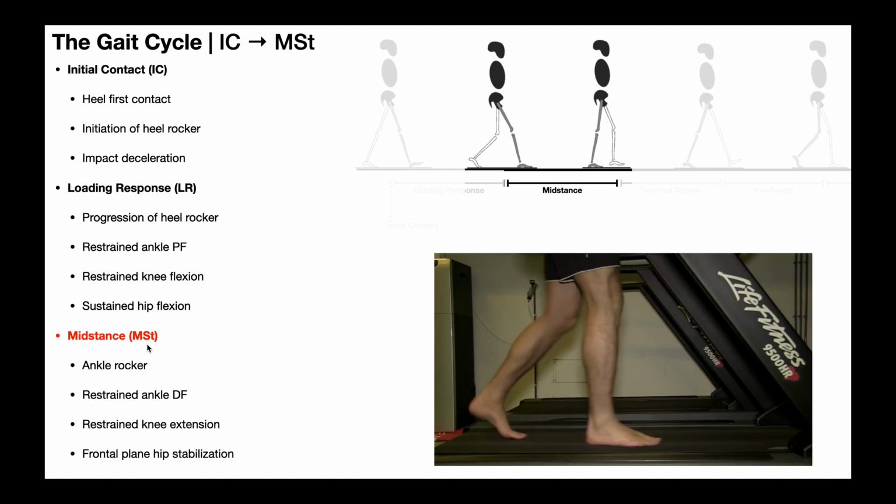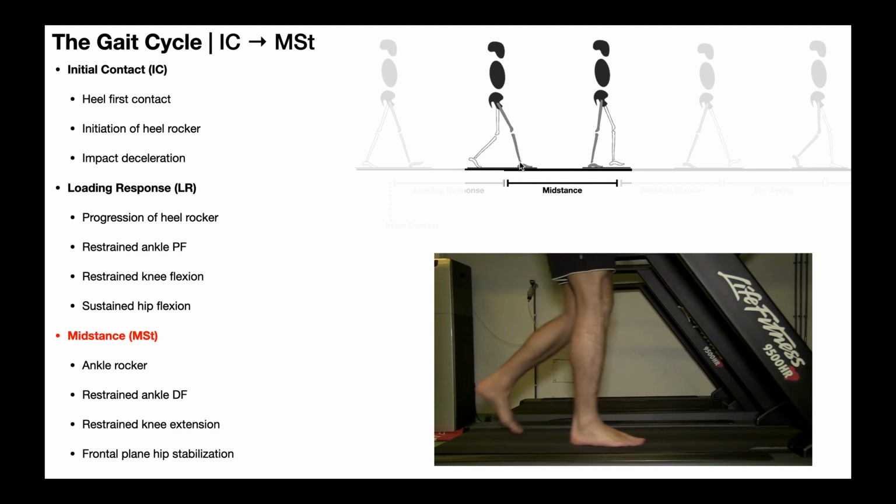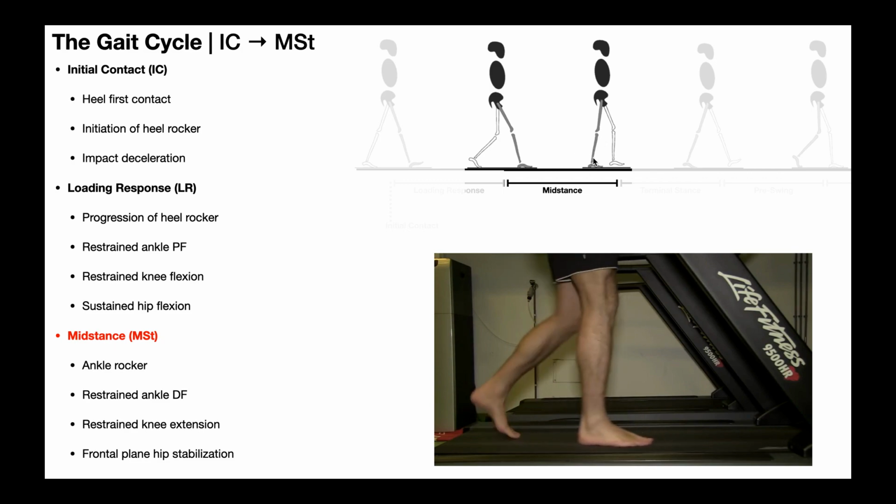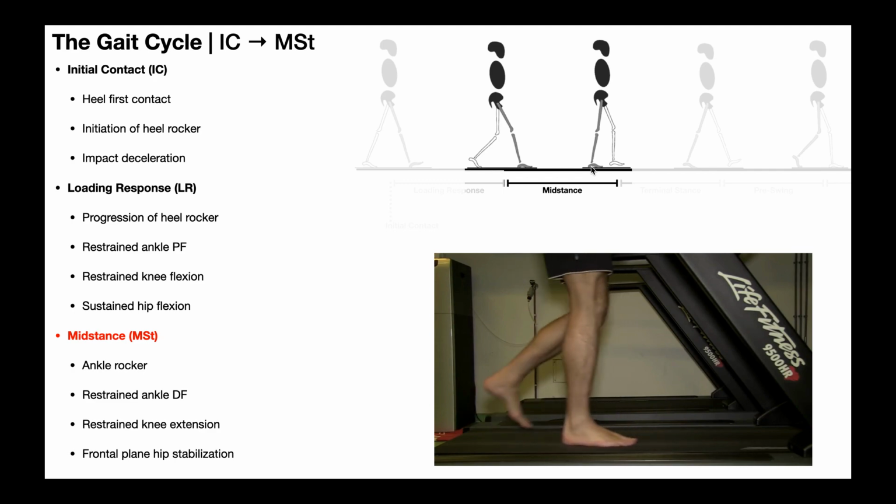Now, midstance is characterized by this ankle rocker. To understand that, look at this picture right here. Notice the tibia on the leading leg is posterior to the heel, or the ankle. As you go throughout midstance to the end of midstance, notice the tibia actually progresses anteriorly to the point where it's now anterior to the calcaneus. So essentially the tibia rocks over the ankle joint. Okay, that is the ankle rocker.